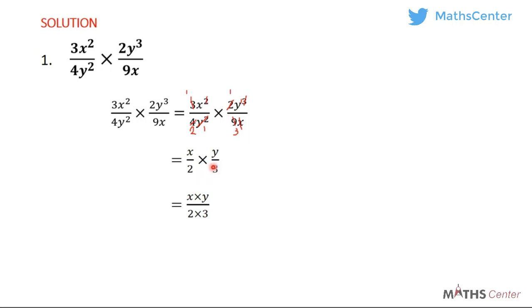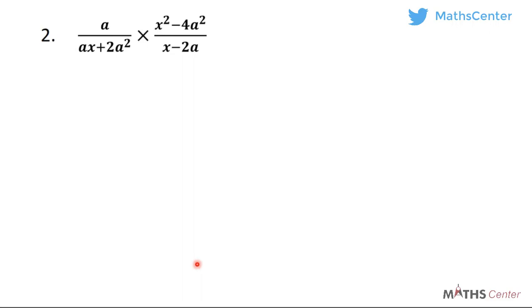Now, since this is in the simplest form, you multiply x with y, that is the numerator multiply the numerator, the denominator multiply the denominator. x times y in algebra is written as xy. 2 times 3 is 6. So we have xy over 6. So we have simplified this. Let's take the next example.